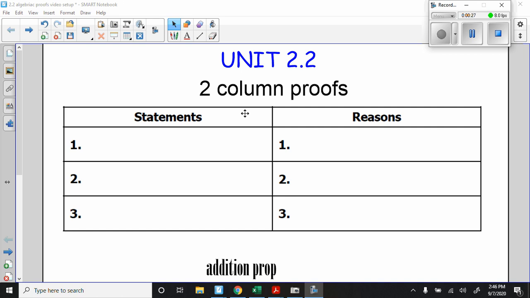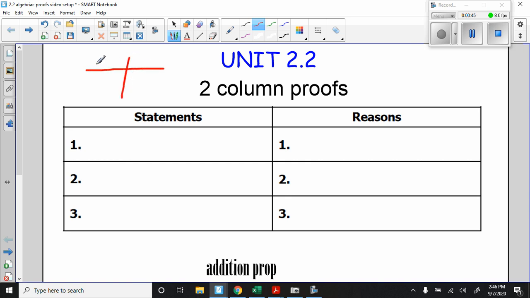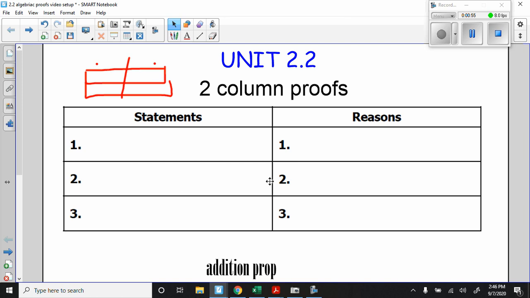But I'm going to go ahead and show you here on the screen. This is what our two-column proofs are going to look like. On the left, we'll always have statements. On the right, we'll always have reasons. No, you don't have to draw a table like that. You can simply draw something like this, and then put all your statements over here and all your reasons over there. You don't have to actually make it look like a table. I'm just trying to show you some organization here, so that's all I'm showing.